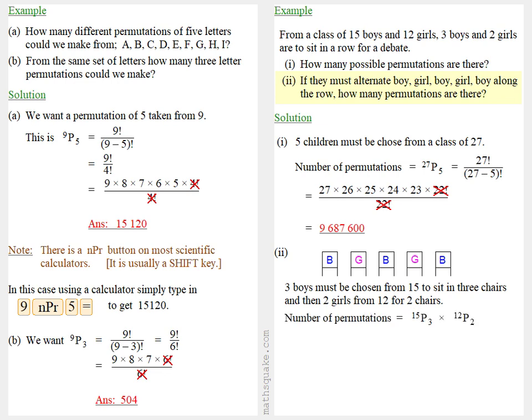So the number of permutations is 15P3 times 12P2, which is 15 factorial over 15 minus 3 factorial times 12 factorial over 12 minus 2 factorial, which is 15 times 14 times 13 times 12 factorial divided by 12 factorial times 12 times 11 times 10 factorial divided by 10 factorial. The 12 factorials cancel and the 10 factorials cancel, and so we're left with 360,360.